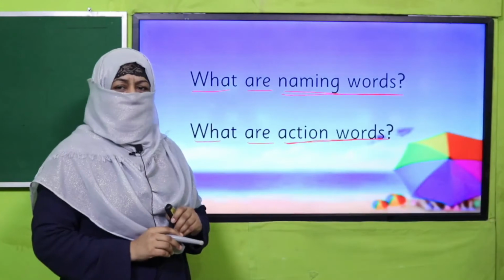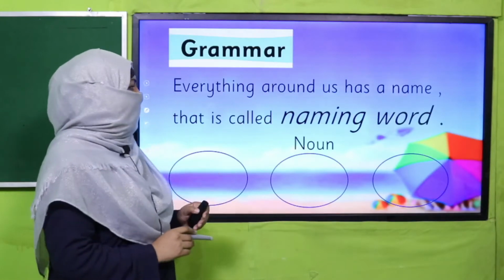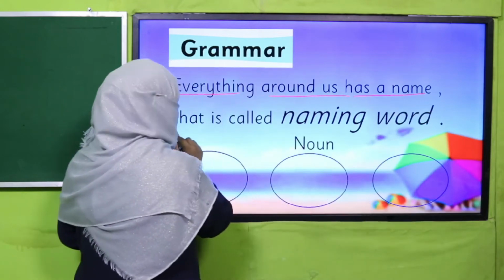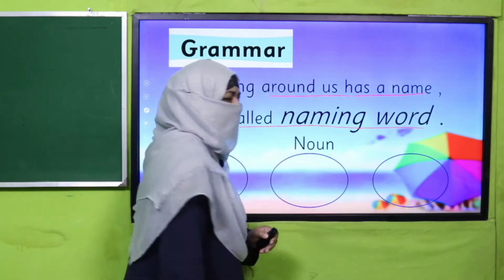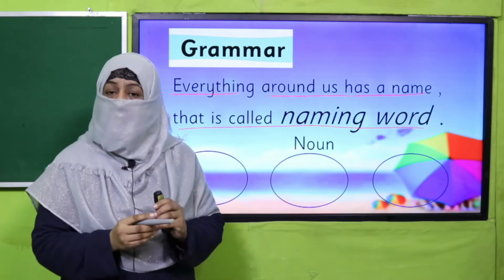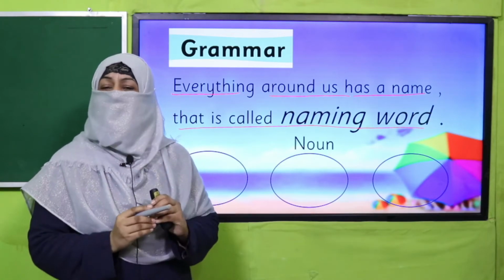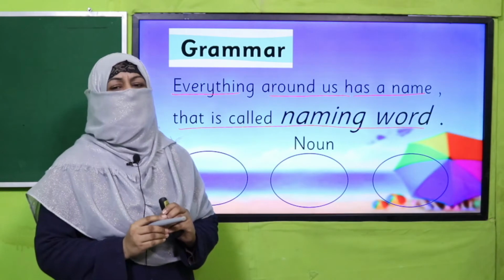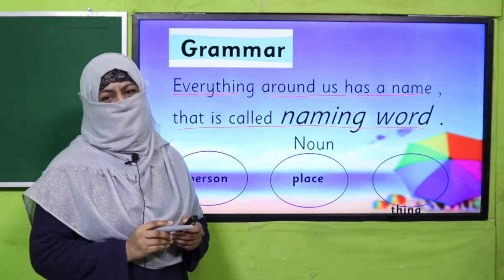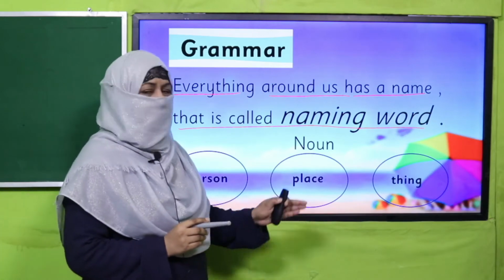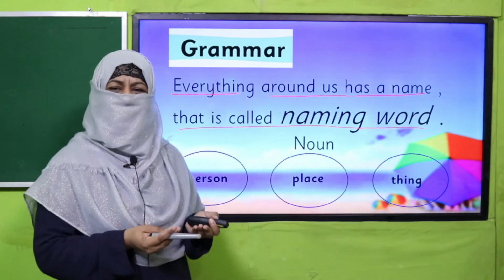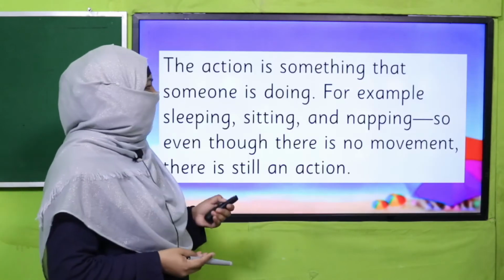Yes, my dear students, what are naming words? Everything around us has a name. That is called naming word. Everything around us which we can feel, touch, hold or see has a name, and that is called a naming word. This naming word may refer to a person, to a place or to a thing. And we know in thing category we consider living, non-living things, everything. Okay. And what are action words?